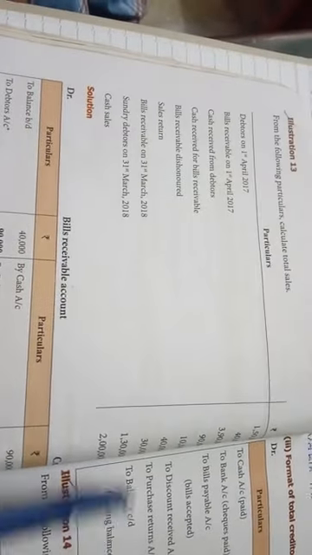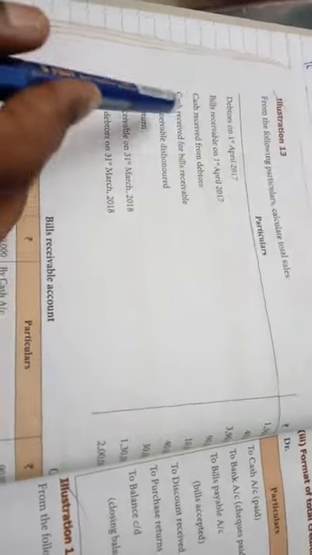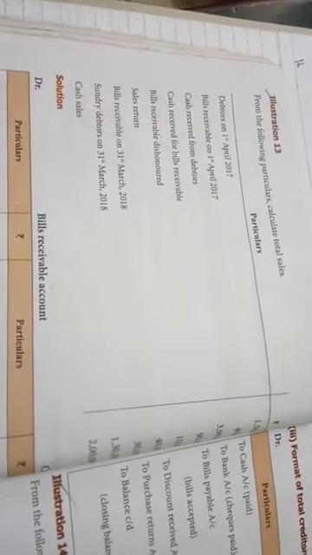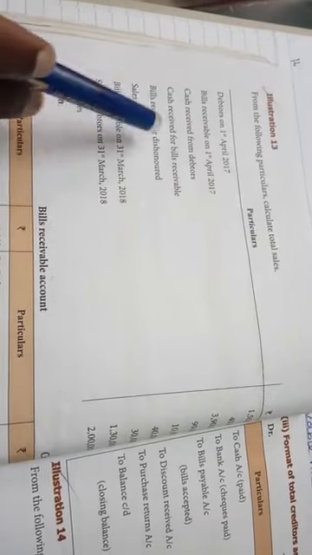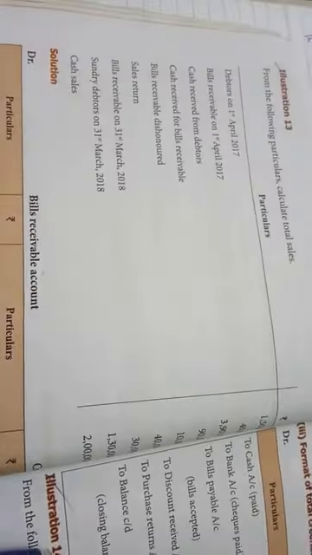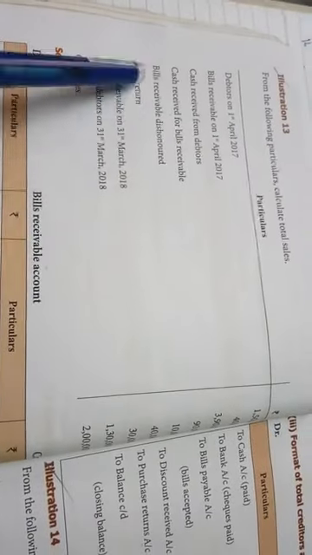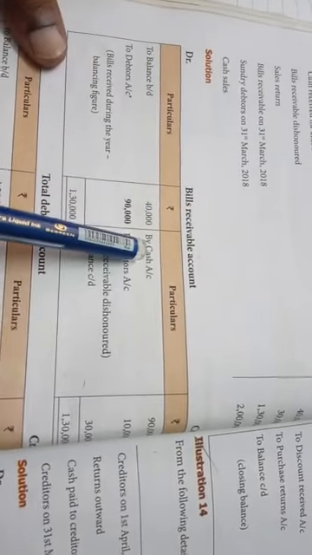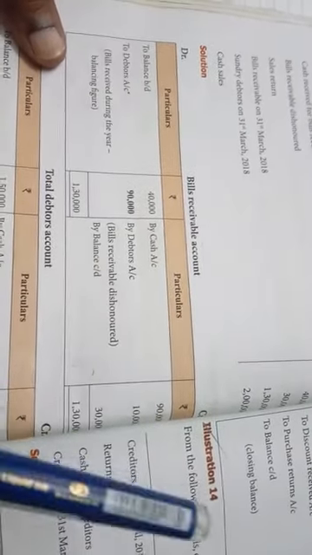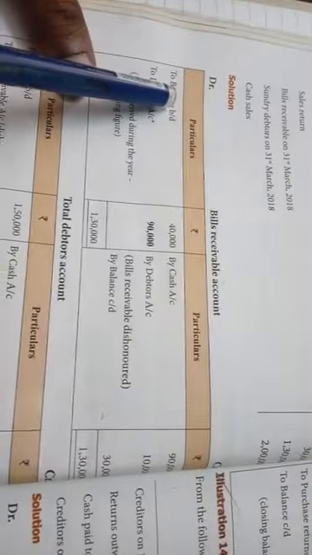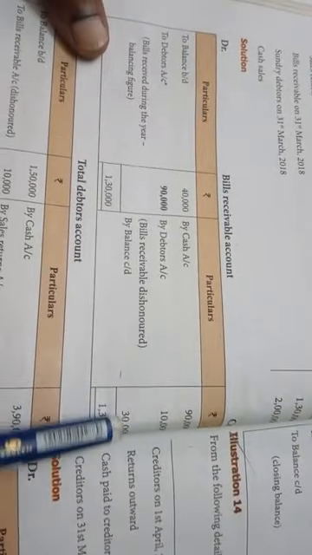What is the journal entry? Cash received. Cash comes in, bills receivable goes out. So, cash account debit to bills receivable account. As per the journal entry, cash account debit to bills receivable. Bills receivable account is credited, so it appears on the credit side of the bills receivable account by cash 90,000. Then closing bills receivable. Opening bills receivable appears on the debit side of the bills receivable account. Closing bills receivable appears on the credit side of the bills receivable account.